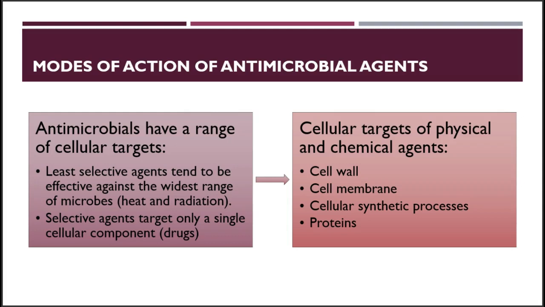So antimicrobial agents, as I mentioned before, have a range of targets when treating microbes. The least selective agents tend to be effective against the widest range of microbes. So these are things like heat and radiation. They don't target particular cellular components. They are general. They're going to target everything. The selective agents target only certain cellular components. Many of the chemicals that we use do this. Also, our antibiotics are very cell target specific.